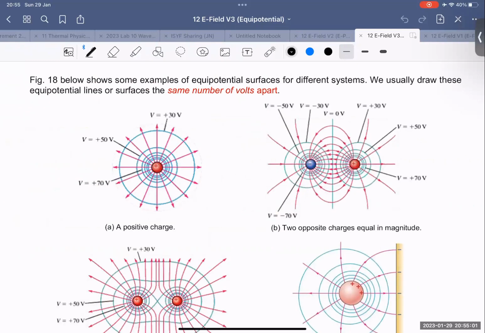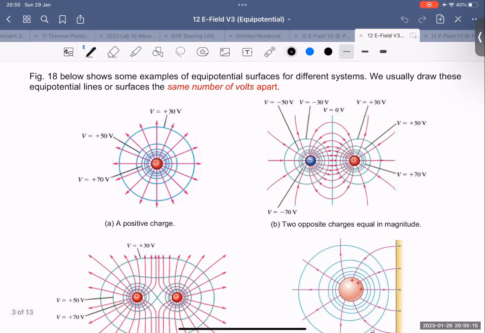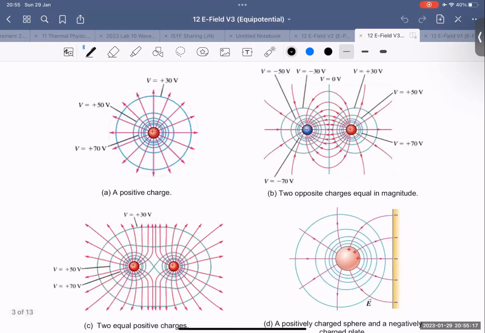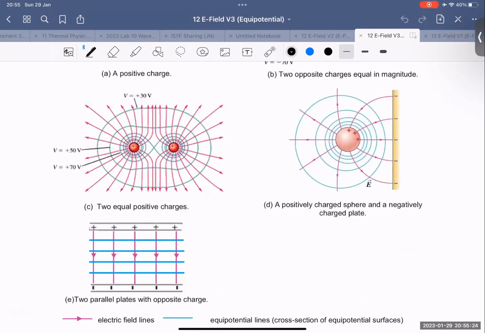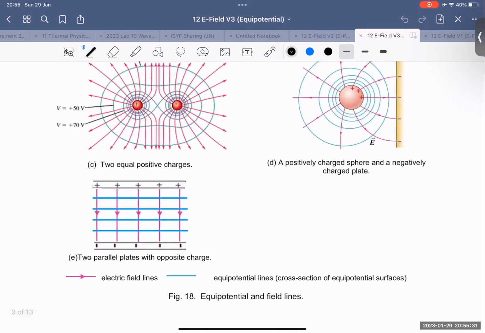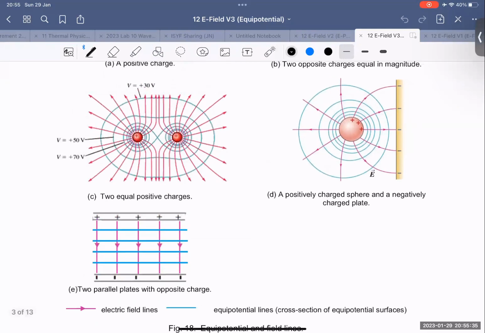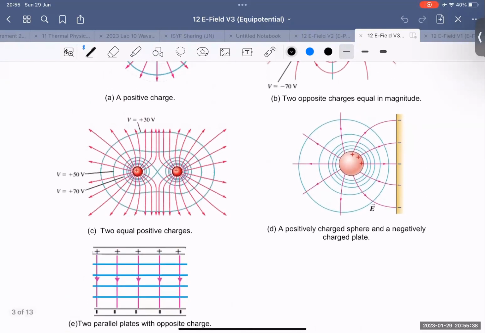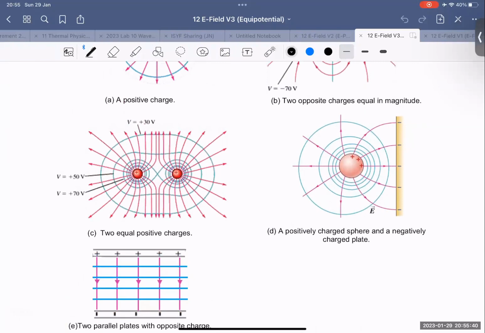Okay, figure 18 shows some examples of equipotential surfaces for different systems. We usually draw these equipotential lines or surfaces the same number of volts apart. Okay, these are important diagrams. Please study them carefully. For the case of E, two parallel plates with opposite charge, the lines will be parallel because it's a uniform field. For D, a positively charged sphere and a negatively charged plate.